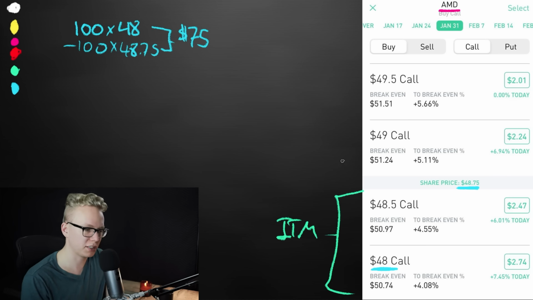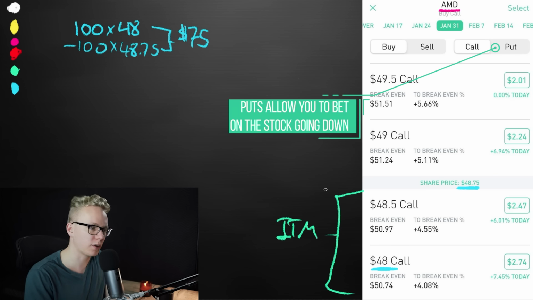Call options, specifically regarding calls. We'll get to puts here in a little bit, but we're going to talk about calls first. So these are in-the-money call options. And in fact, everything lower down below that would also be in the money.